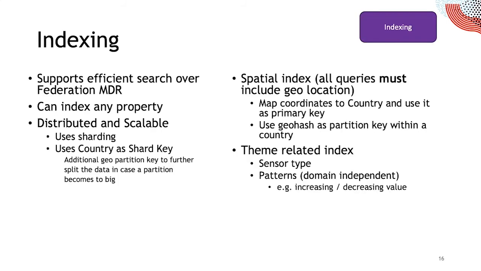The indexing component is responsible for making efficient search over the information stored in our Federation MDR. This module can index any property and use sharding for the purpose of being a scalable component. It also creates indices over spatial information by using a geohash approach, by which a region is associated to a specific tag to be easily accessed.